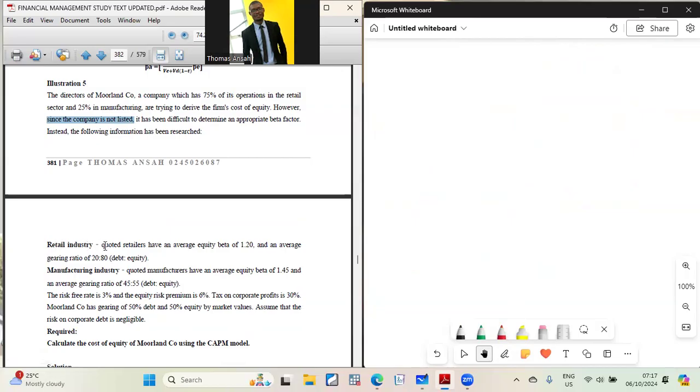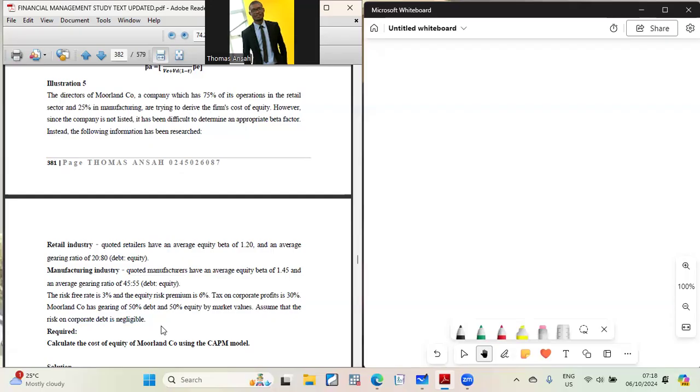Retail industry. Quoted retailers have an average equity beta, beta E, of 1.2, and an average gearing ratio of this. Then manufacturing also has this one. Quoted manufacturers have an average equity beta of 1.5 and average gearing of this. The risk-free rate is 3%, equity risk premium is 6%, tax is 30%. Moreland Company has gearing of 50% debt and 50% equity. Assume that the risk on corporate debt is negligible. So what do we need to do?